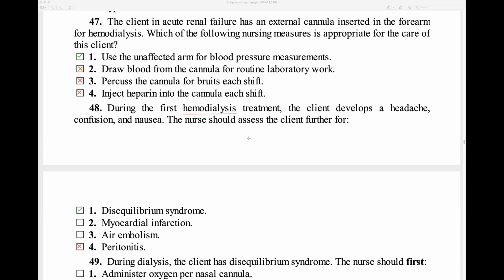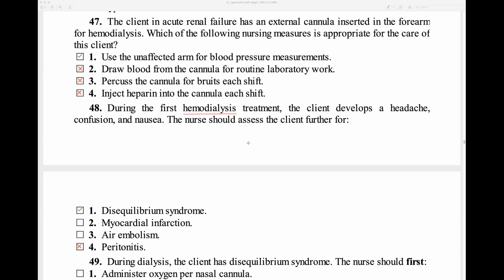Acute kidney injury is not the same thing as chronic kidney disease. So with any kind of question about dialysis or kidney disease, pay attention: is it an acute kidney problem or chronic? Pay attention: is it hemodialysis or peritoneal dialysis? So you're going to use process of elimination.